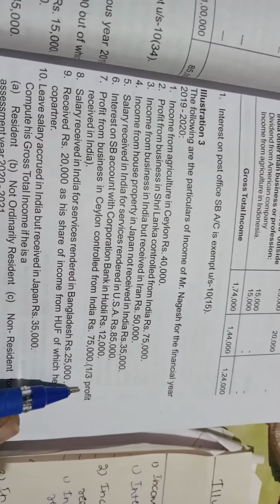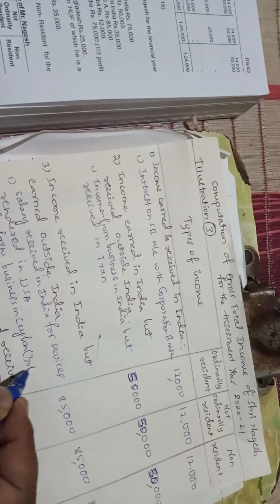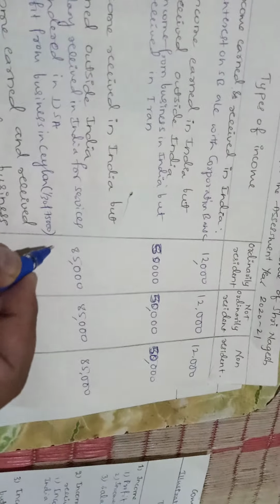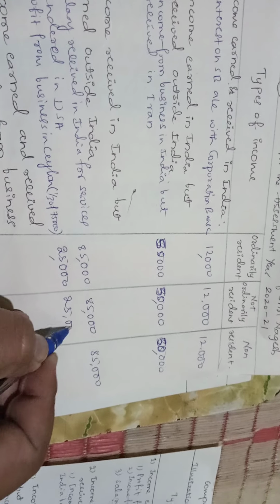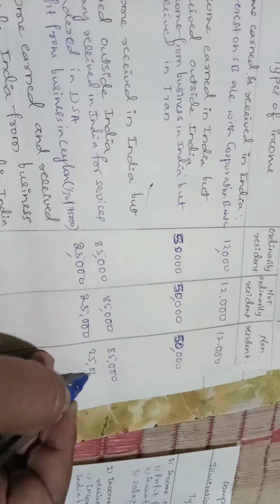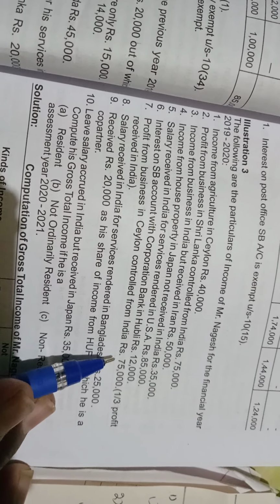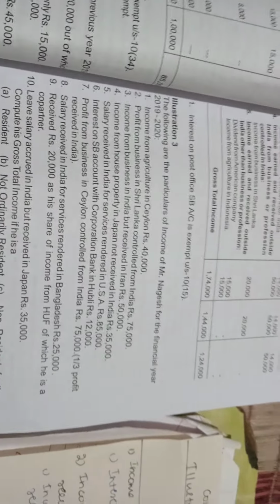How much profit? Not all the profits. Only 1/3 is received in India. That is why 1/3 of 75,000 will be 25,000. It should be shown in all the three columns. And out of that 75,000, 25,000 has been taxed. Remaining amount will be 50,000.